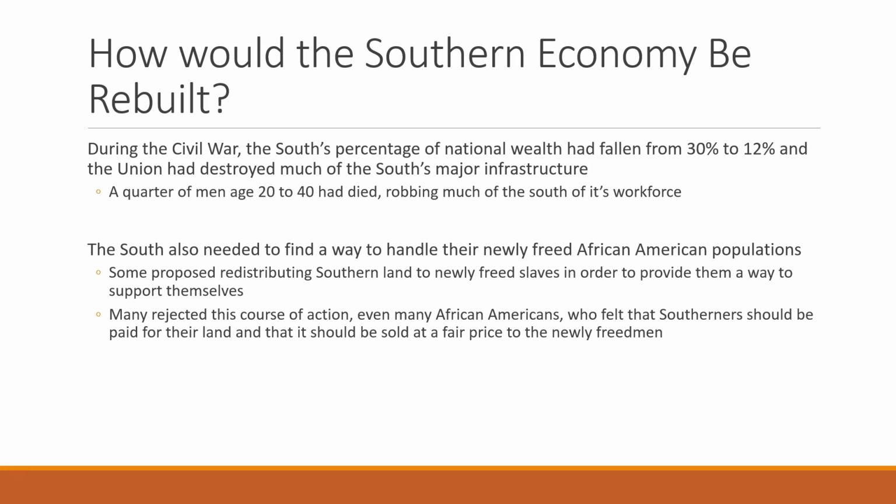The radical Republicans really pushed this concept. A lot of people rejected this course of action, though, even a lot of African Americans, who felt that what should happen is that Southerners should be paid for their land and that it should be sold at a fair price to the newly freedmen. Because African Americans at this point don't want to be looked upon as being dependent upon the government, and they don't want to be looked at as a needy society that has to have things given to them. What they're looking at trying to accomplish is getting this land at a fair price that they know that they would never be able to actually buy from Southerners for a fair price.